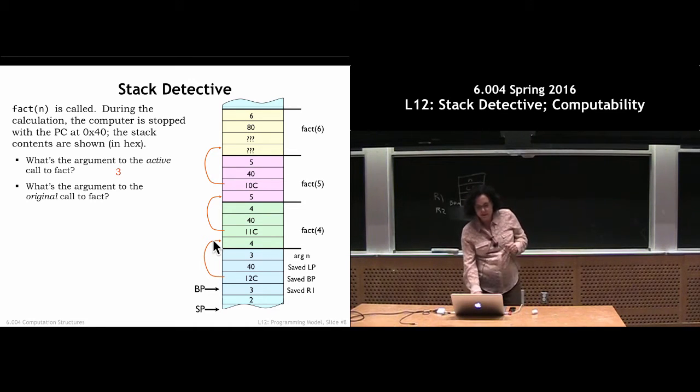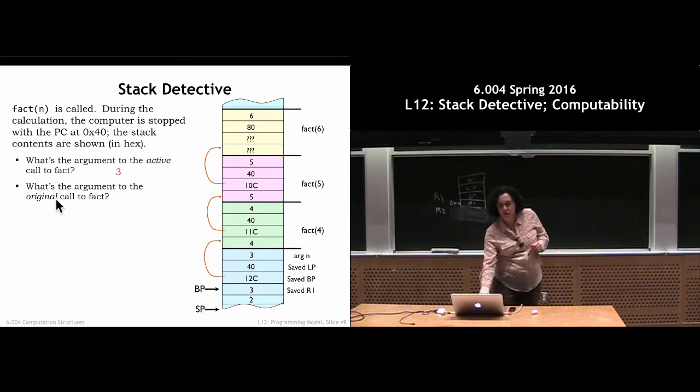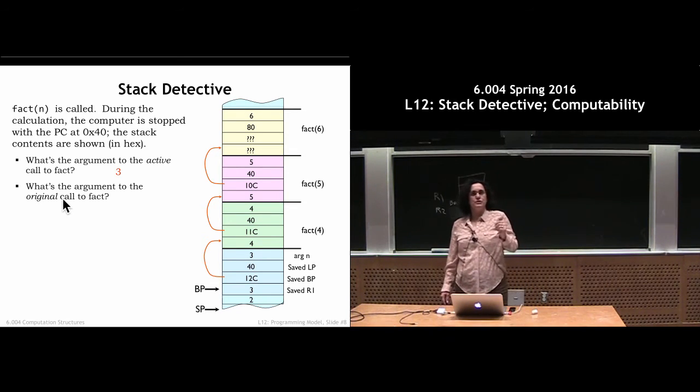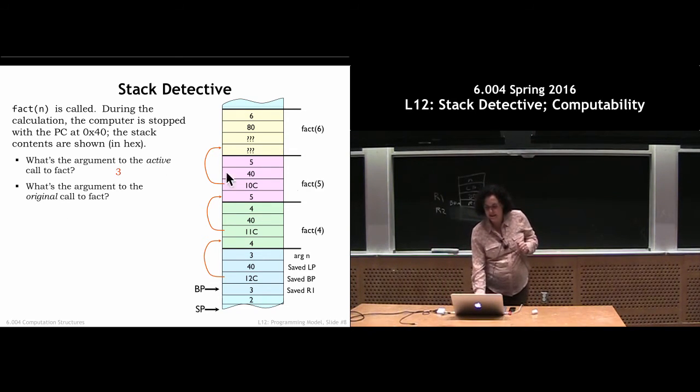So if we want to answer this question of what's the argument to our original call, what we had to identify was that we had 2 different values of LP, this 40 and 80. You can assume that all of these values are in hexadecimal. You'll be told that if this was to appear on an exam. And so this corresponds to our original call of factorial, which means that the argument of the original call was 6.